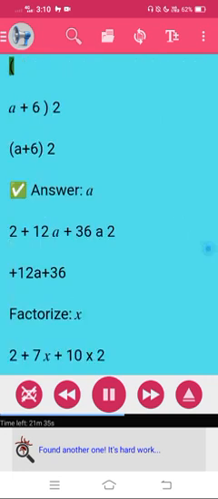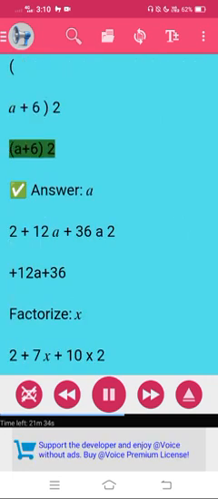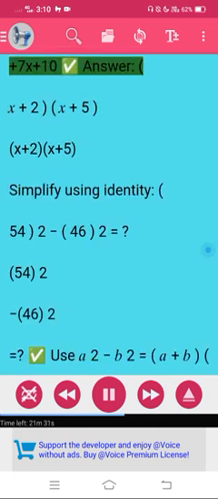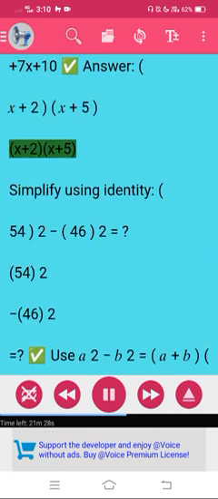Practice questions. Expand (a + 6)². Answer: a² + 12a + 36. Factorize x² + 7x + 10. Answer: (x + 2)(x + 5).